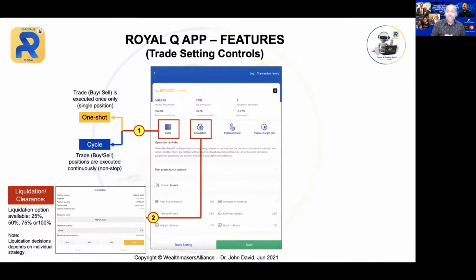Unless you want to do a manual liquidation, you can do it. But even when you want to do it, the company gives you an option whether you want to liquidate 100% or whether you want to liquidate just a portion of it. It's up to you. Now, please understand, the liquidation decision depends on individual strategy.